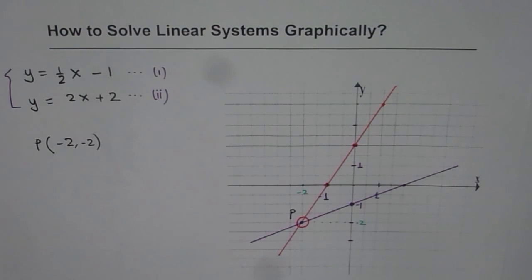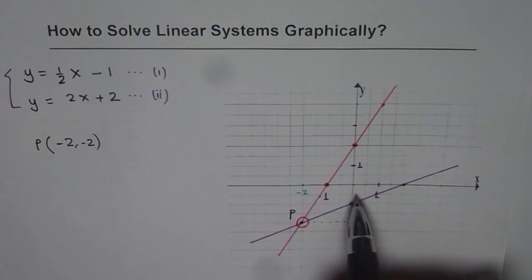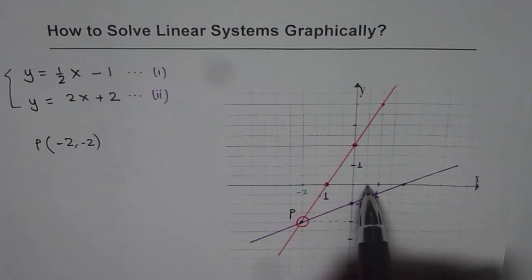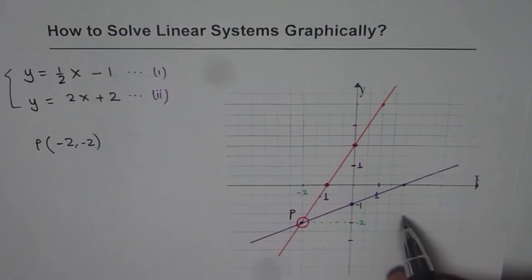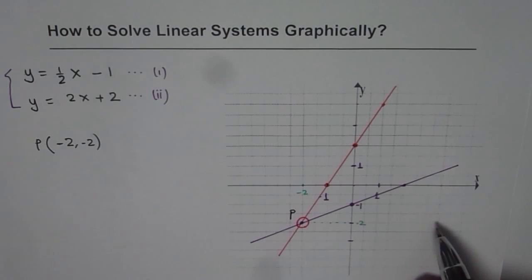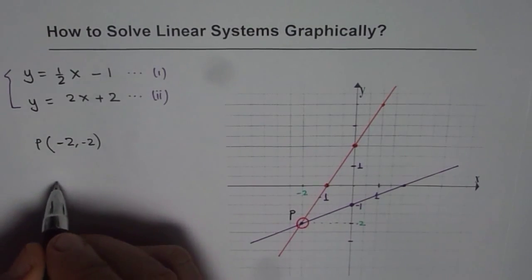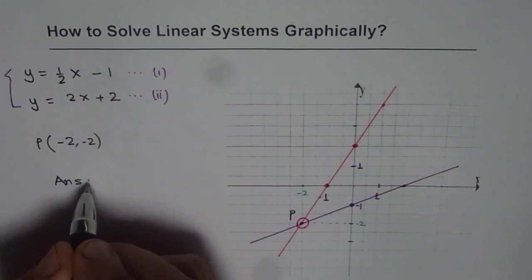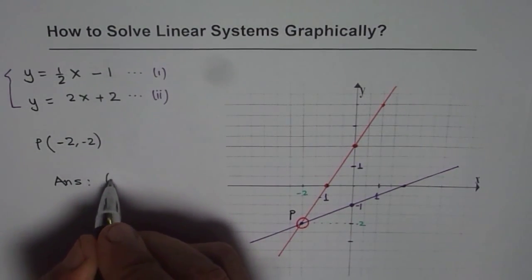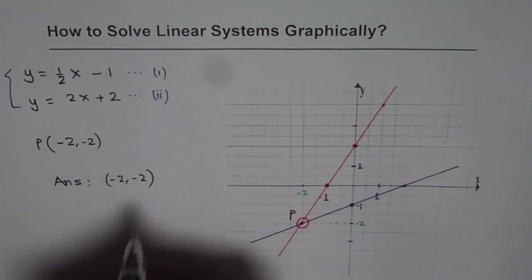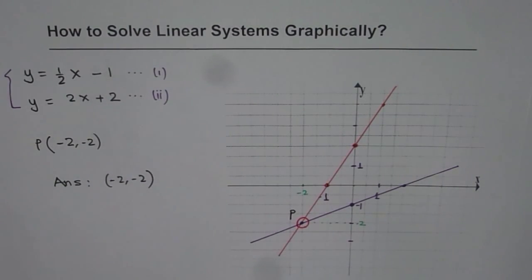I took a very simple example mainly because I wanted to demonstrate that you should not always take one unit as 1. You can actually enlarge your scale, get a bigger and clearer picture so that the accuracy of your graph increases and you get a better answer, right? So now you can clearly write that the answer for this linear system is minus 2, minus 2. I hope that helps. Thank you.